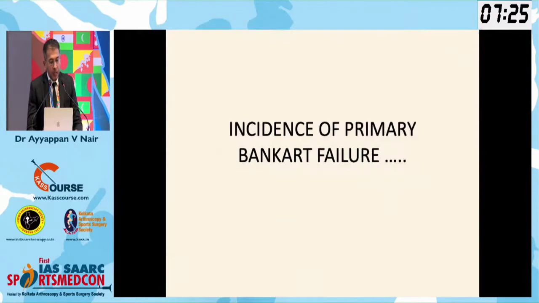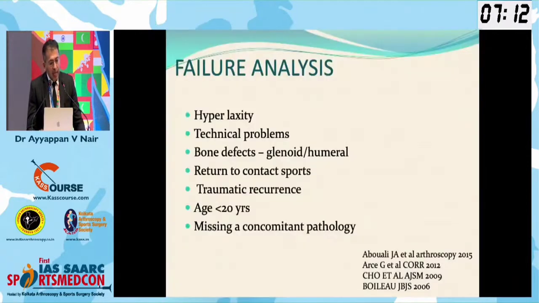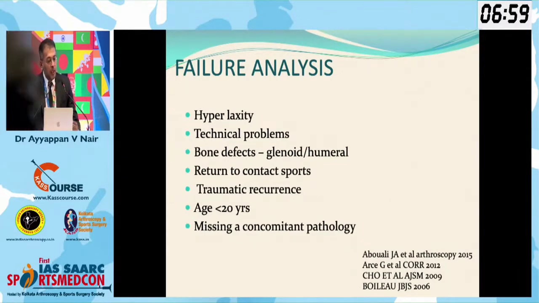And coming to the incidence, when you look at different papers, the incidence is quite huge. On the primary Bankart, it is touching around 18%, that is nearly 20%, so one in five patients is going to fail. Coming to failure analysis, there have been different papers talking about different causes and possible reasons for failure. Name it: hyperlaxity, technical problems, bone defects in the glenoid and the humerus, which has been discussed now, return to contact sports, traumatic recurrences, age, and other pathologies.